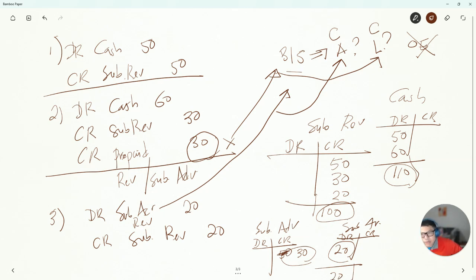Then if you look at it from the profit and loss and balance sheet perspective, the cash flows to the balance sheet. Subscription revenue flows to your P&L, the income and expense statement. Subscription in advance and subscription in arrears flow to the balance sheet, specifically under current assets and current liabilities. Okay, so that's the first one, member subscription revenue preparation.